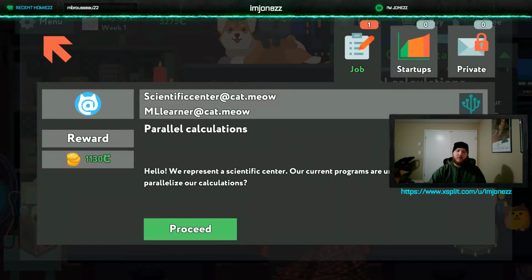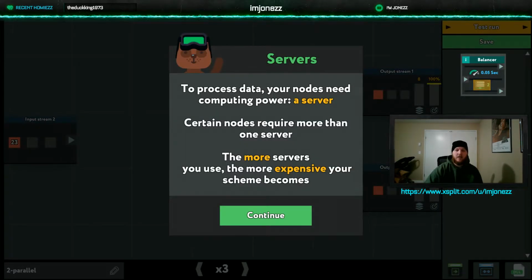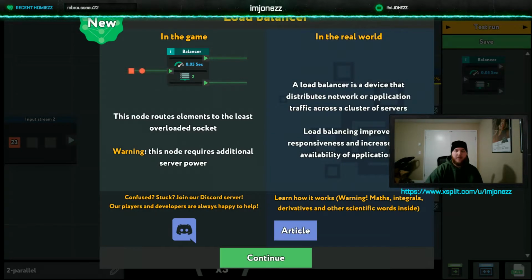Now let's go to parallel calculations. The scientific center says their current programs are underperforming. Can you parallelize our calculations? Your nodes need a computing server, so nodes require more servers. The more servers you use, the more expensive it becomes.